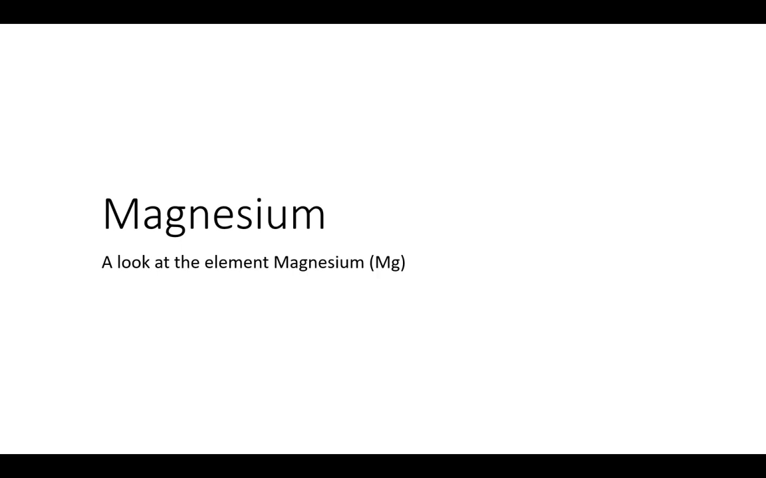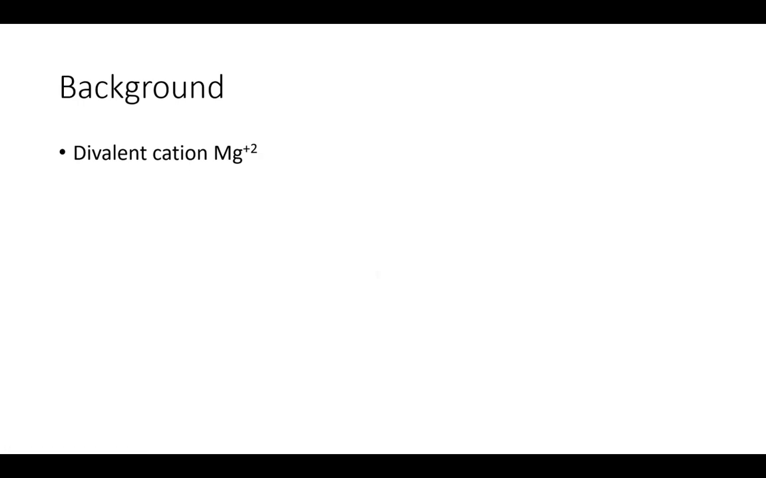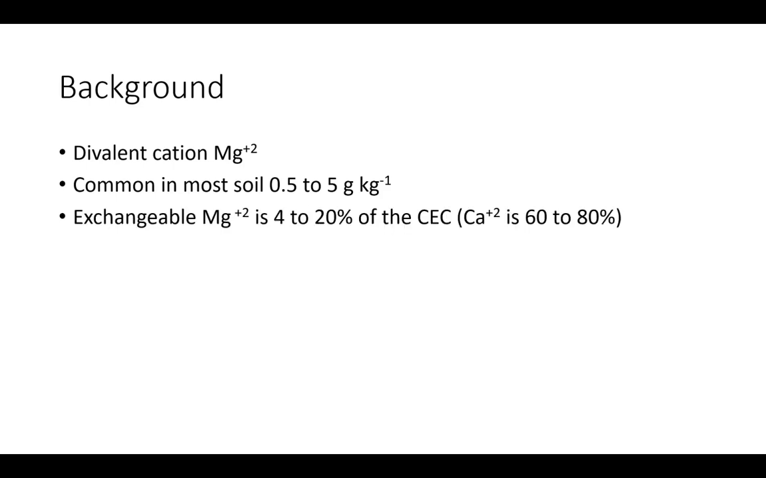Magnesium. A look at the element magnesium as it relates to plant nutrition. Background. Magnesium is a divalent cation. It is common in most soil from 0.5 to 5 grams per kilogram. The exchangeable magnesium is 4 to 20% of the cation exchange capacity.